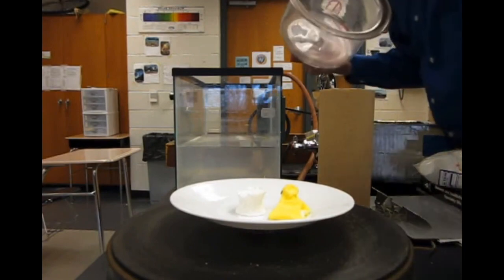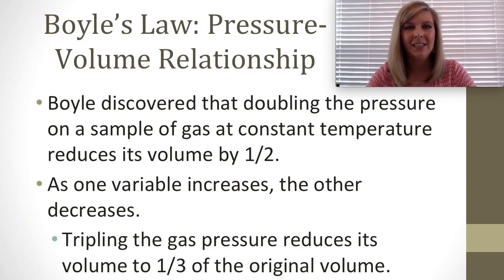Good stuff. The video you just watched exemplifies Boyle's law, which relates pressure and volume. Boyle discovered that doubling the pressure on a sample of gas at constant temperature reduces its volume by 1/2. As one variable increases, the other decreases. Tripling the gas pressure reduces its volume to 1/3 of the original volume.